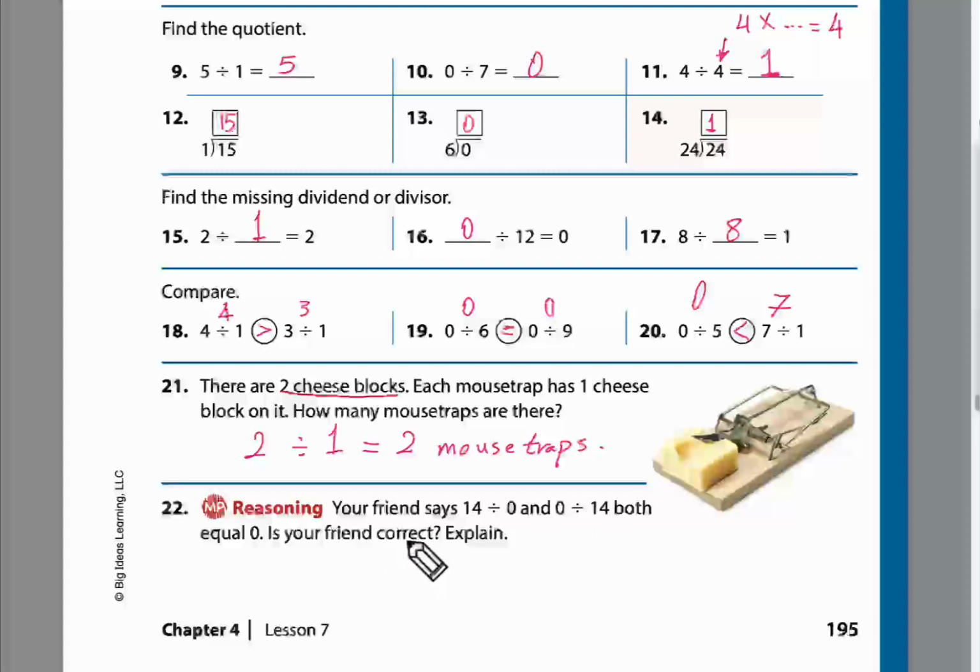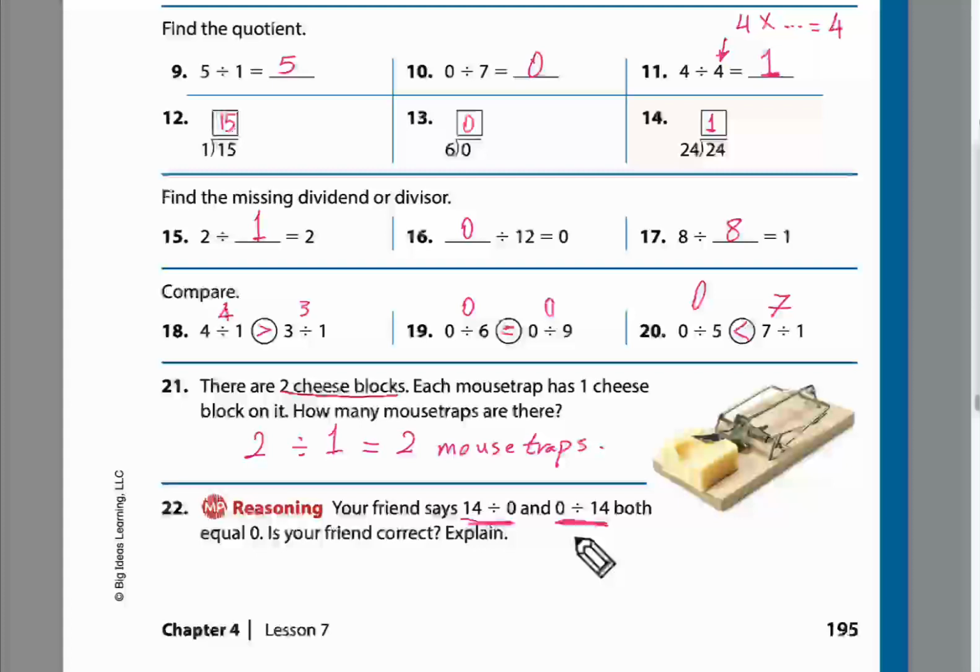Okay, so 14. Yes, go ahead, I'm listening. 14 divided by 0 equals 0, and 0 we cannot divide. So 0. Are you sure? You said 14 divided by 0 equals 0, and 0 divided by 14 cannot be done? It is 0. Okay, so again, which one is 0 and which one cannot be done?